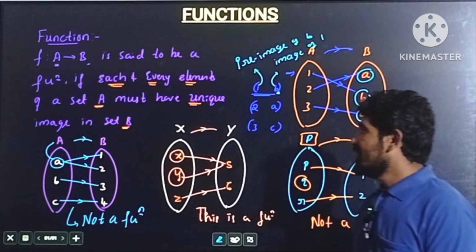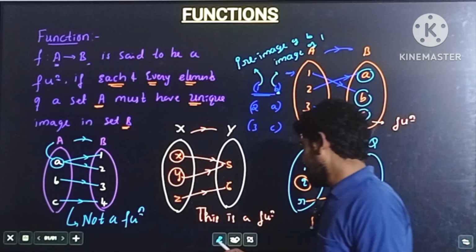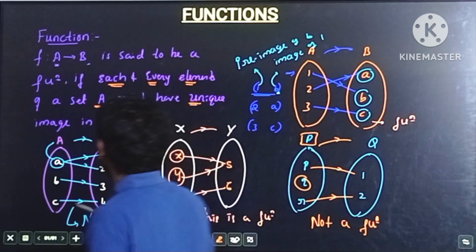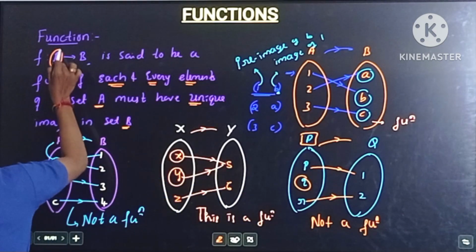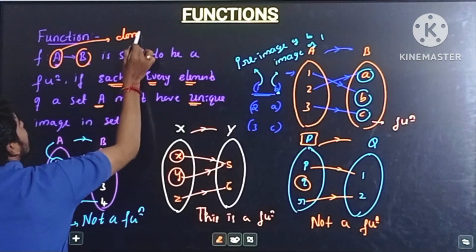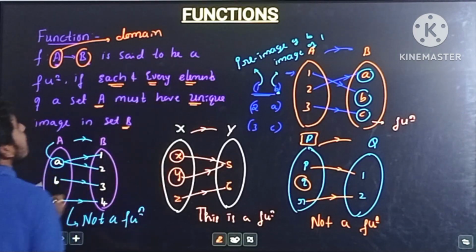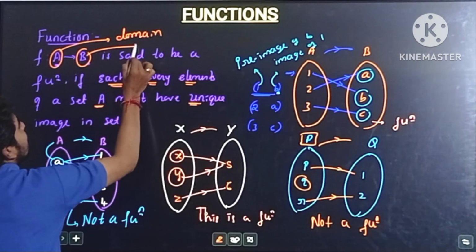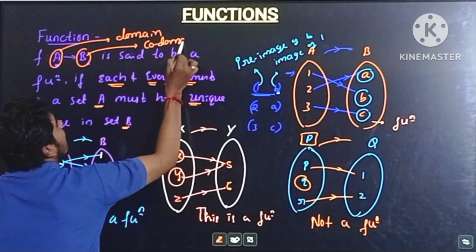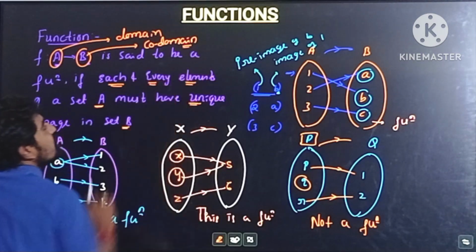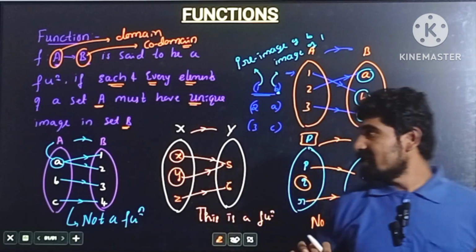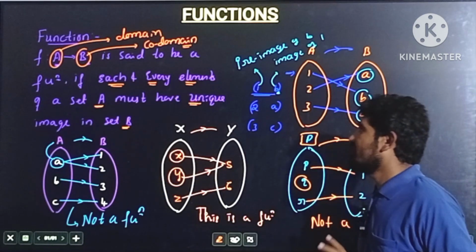Next, we need to study the types of functions, and here I need to discuss one more thing. This relation is defined from set A to set B, where set A is called the domain of the function, and set B is called the codomain of the function. I hope all of you understood everything I discussed in this concept of function.